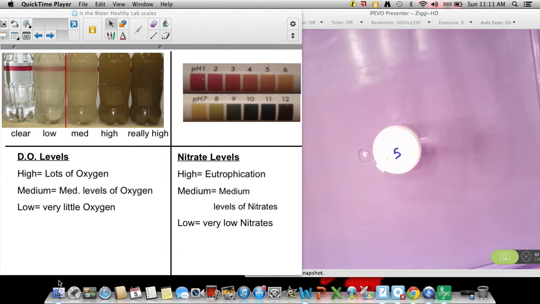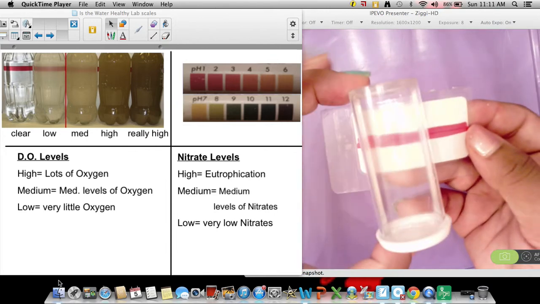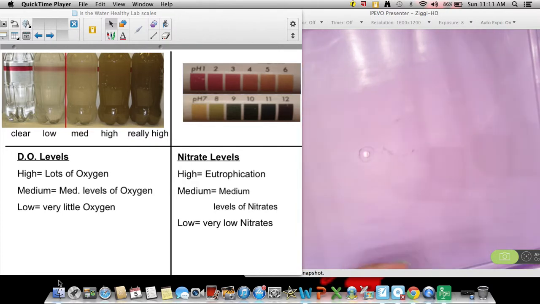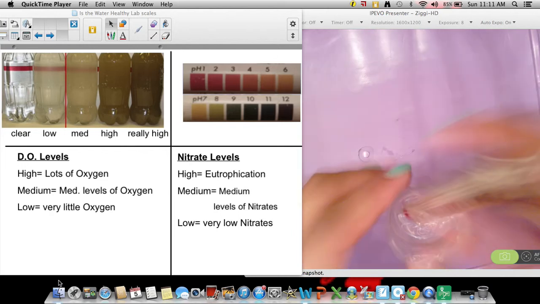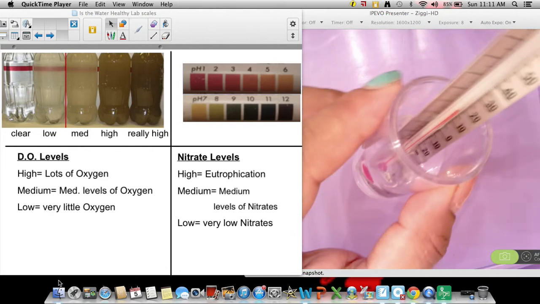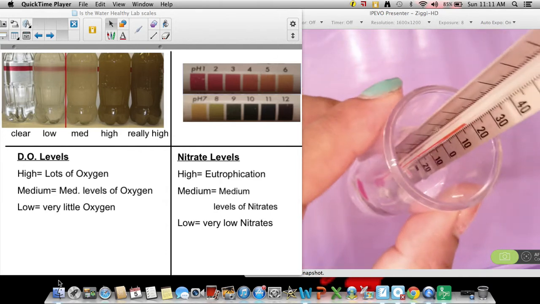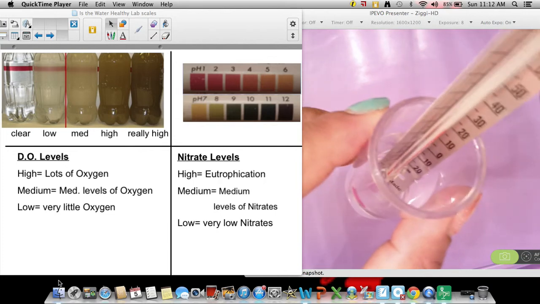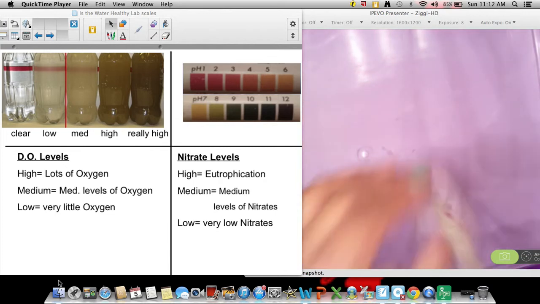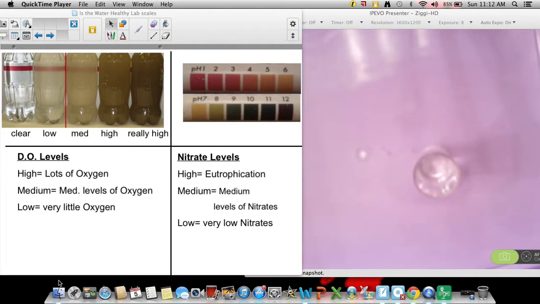Container 5. Turbidity. Temperature. It's at about 22. pH.